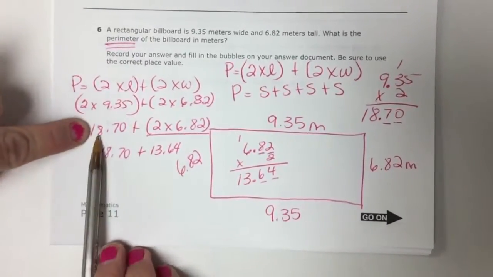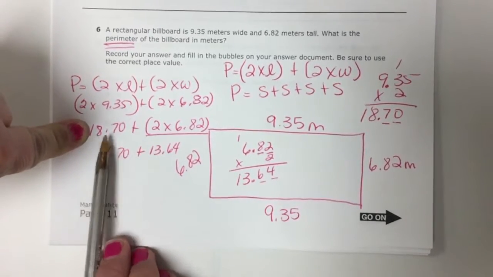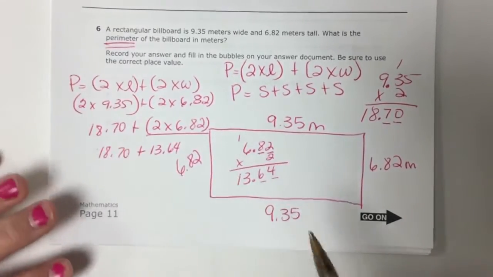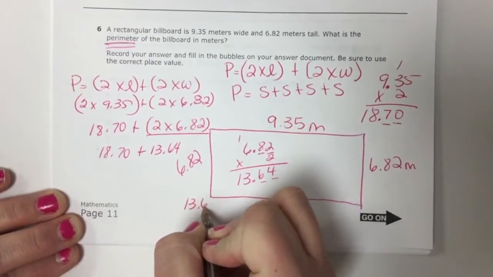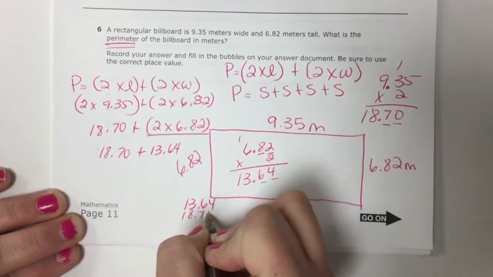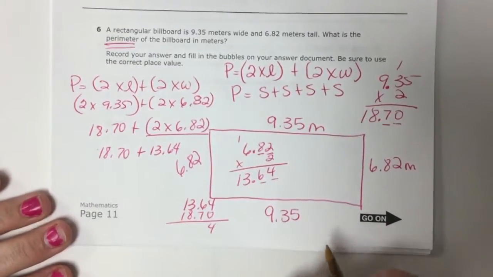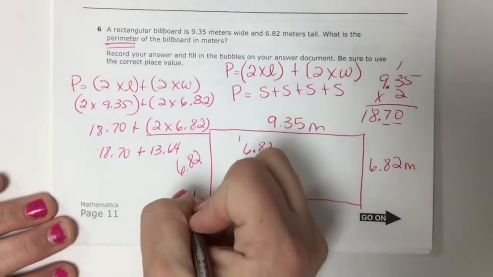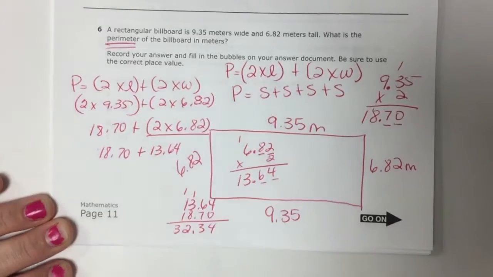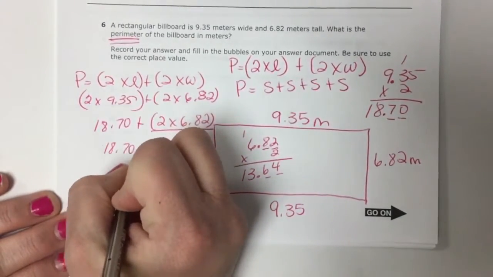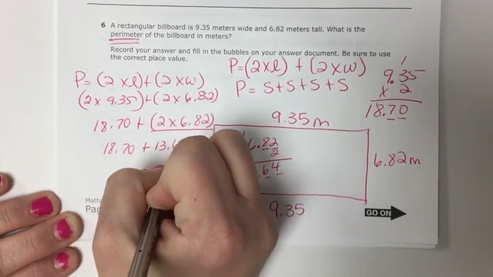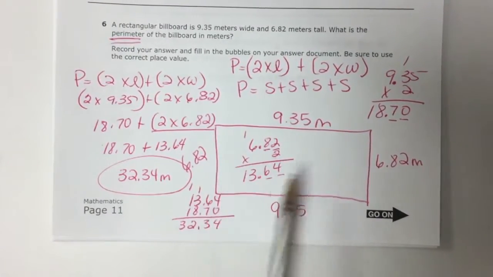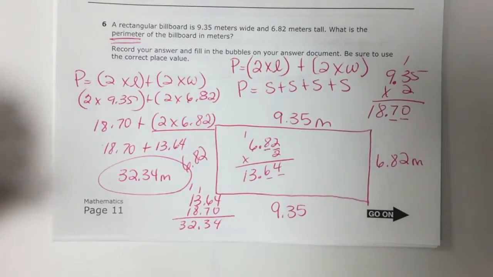So now I'm going to take the answer I got when I multiplied 19 and 35 hundredths times 2, and the answer I got when I multiplied 6 and 82 hundredths times 2, and add those two together. Okay, 6 plus 6 is 12 plus 1 is 13. 8 plus 4 is 12, and 32, 34. You would have gotten the same answer had you just added all your numbers together. I just want you to see how to work it out.